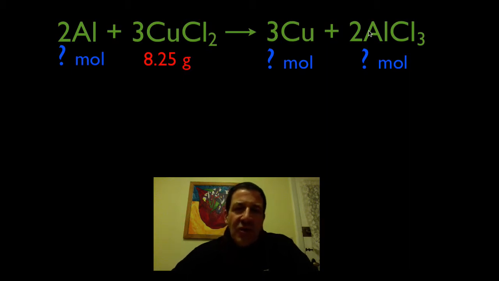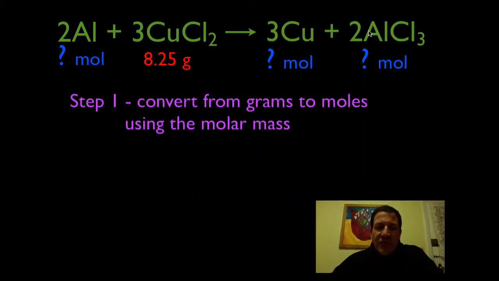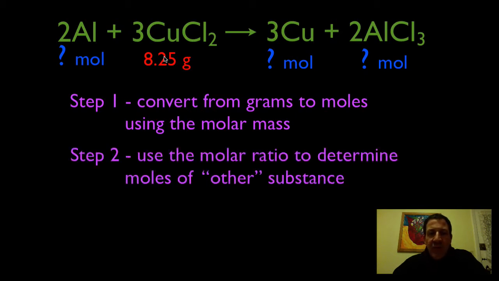Okay, so you remember that we said there are 3 steps to every good stoichiometry problem, and in this case we're going to use 2 of them, but let's just run through all 3. The first step is we're going to convert from grams to moles using the molar mass. So we've been given grams. The chemical formula is a molar relationship, so we have to convert this from grams to moles. So step 2, we're going to use the molar ratio between the copper chloride and the other 3 to determine the moles of the substance that we're either going to need or produce.